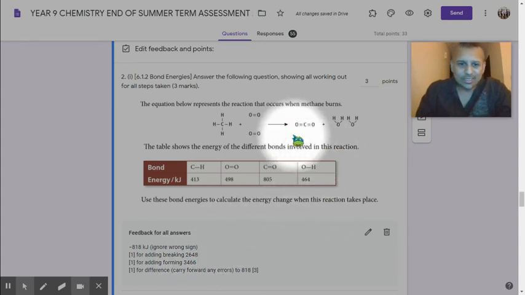Then for the second stage, you needed to figure out how much energy was produced in the exothermic step for forming your product. So you had two of these, which is 805, so that's 1610. And then you had four of these. Sometimes some people dropped a mark because they didn't realize that there were four of them. They thought it was two because it's H2A. But you have four of these.